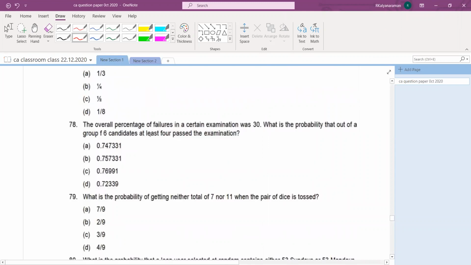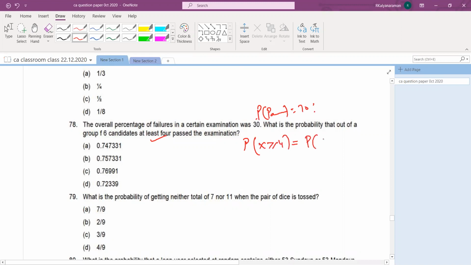The overall percentage of failures in a certain exam was 30. What is the probability that out of a group of 6 candidates, at least 4 pass the exam? So this is the overall failures, but the question asks for at least 4 passed. So what is the probability of passing? Probability of passing is 70%. So at least 4 pass the exam.